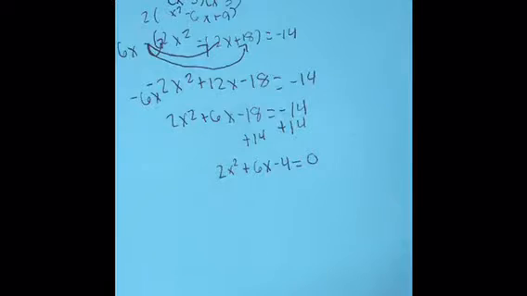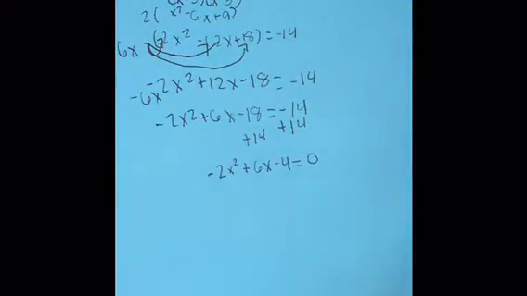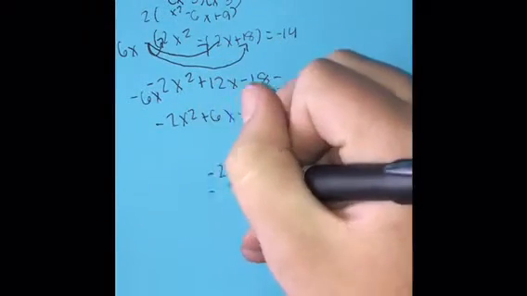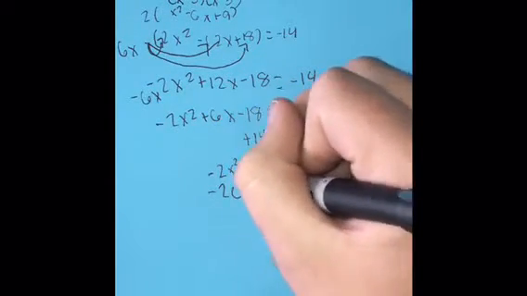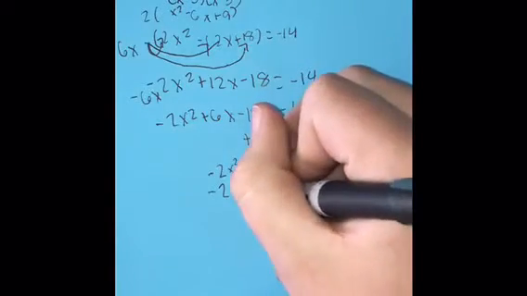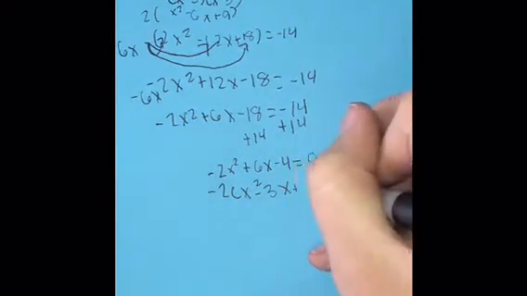Now that I have something that's set to 0, I can easily factor. This equation here has a GCF. I'm sorry, I've been writing 2x squared. It's negative 2x squared if you happen to write down the wrong number. So my equation is negative 2x squared plus 6x minus 4. I can factor out my GCF of negative 2, and negative 2x squared divided by negative 2 is x squared. 6x divided by negative 2 is negative 3x. Negative 4 divided by negative 2 is 2.